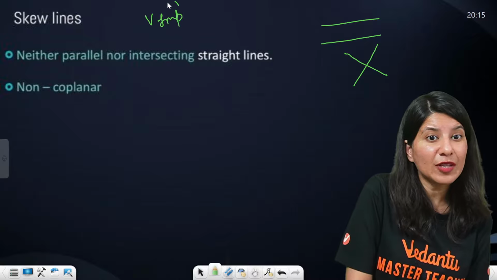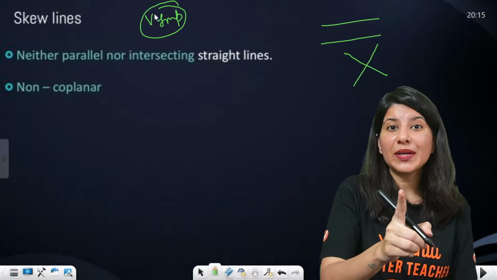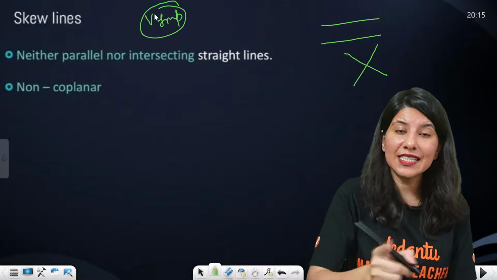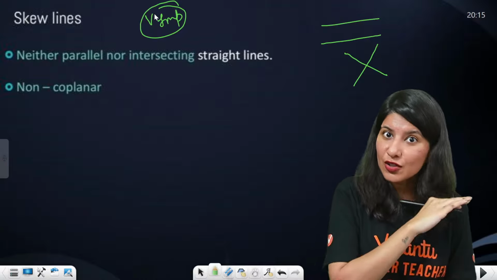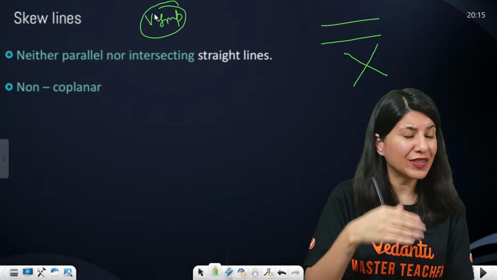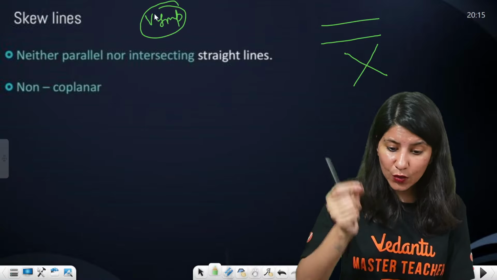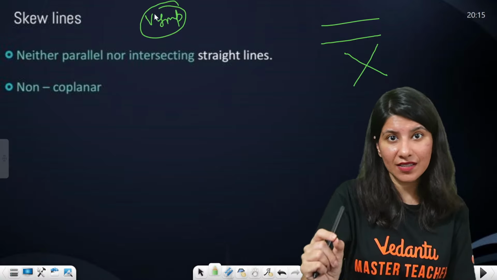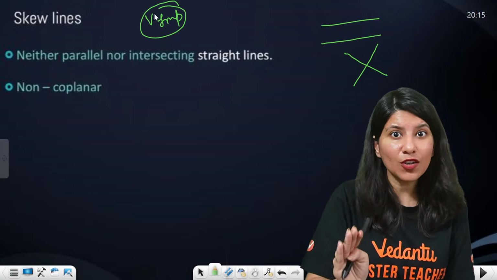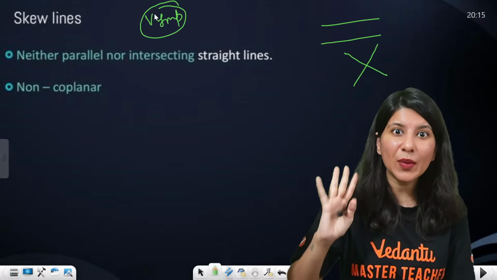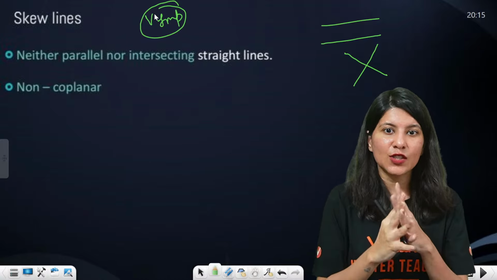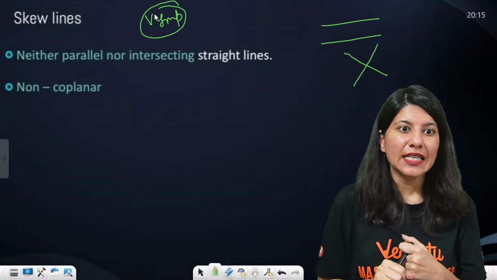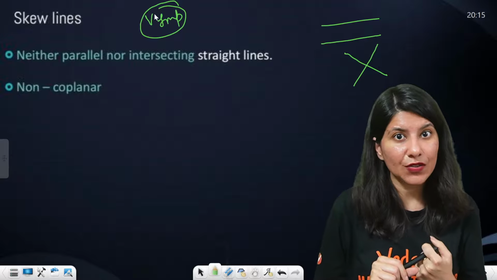Definitely one question will be there in your JEE Main 2025, which is shortest distance between skew lines. So you just have no other option. Whether you like it or not, you have to master this. 4 marks straight in your pocket. Like this is a leaked question, right? So, neither parallel nor intersecting straight lines.